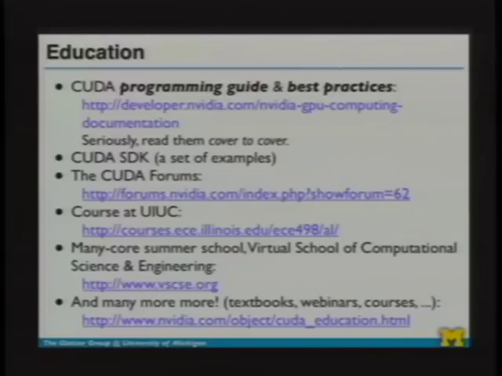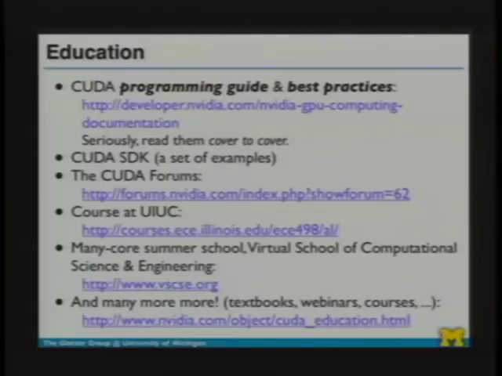The CUDA programming guide, I highly recommend. It is a manual, but I do highly recommend reading it cover to cover. It's really well written. It lays out the hardware model, like I did at the beginning of this talk. It lays out the programming model and then all the different things you can do with it and how to get fast performance. And then there's something called the best practices guide, which also gives you specific recommendations on, out of all the different things you can choose to optimize, which ones you should optimize first and which ones you should optimize later.